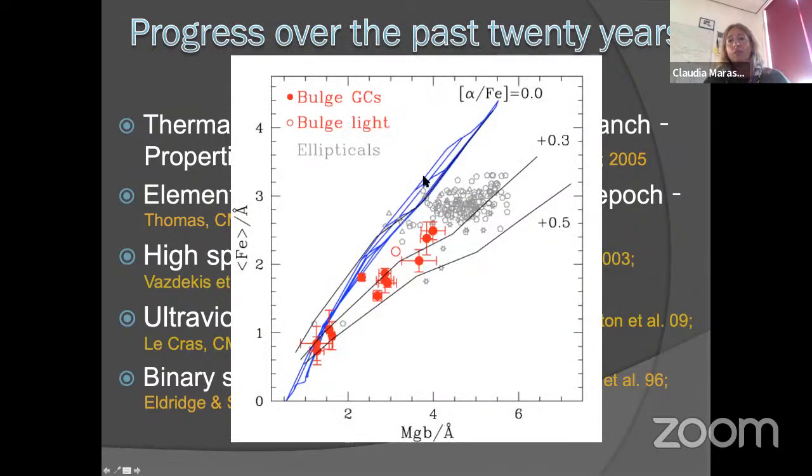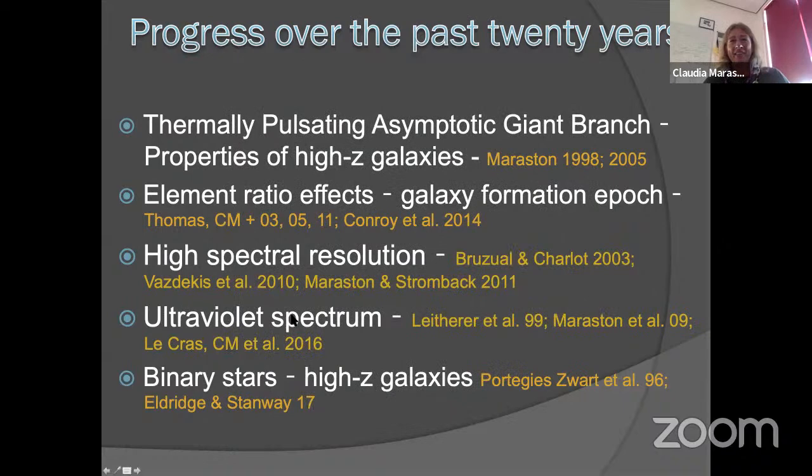And this was the plot that showed to the world that in fact galaxies, here written as ellipticals, are not solar scaled like the disk of the Milky Way. Rather, they are more consistent with an enhancement of a factor of 2, so plus 0.3 in alpha elements, which directly connects with their formation epoch. And you can invite a colleague to give you a talk on that.